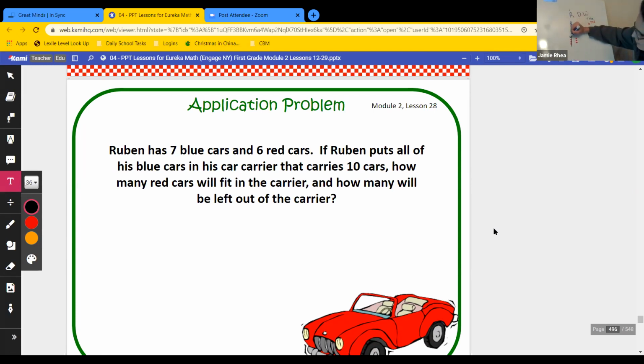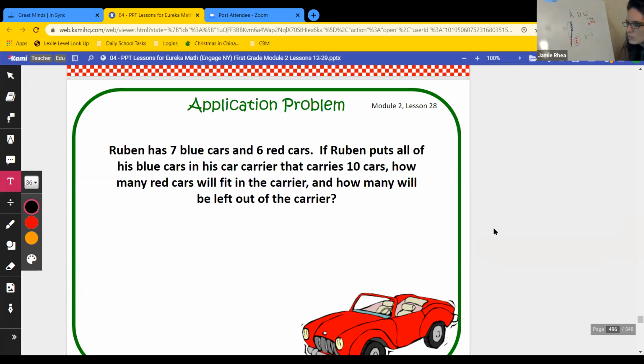I still have my 7 blue cars here. Now, if Ruben puts all of his blue cars in his car carrier that carries 10 cars, here's my car carrier that carries 10 cars. How many red cars will fit in the carrier? How many will be left out of the carrier? So if this is my carrier, how many did we leave out? We left out 3. How many did we put in there? How many red ones? 1, 2, 3. We have 3.